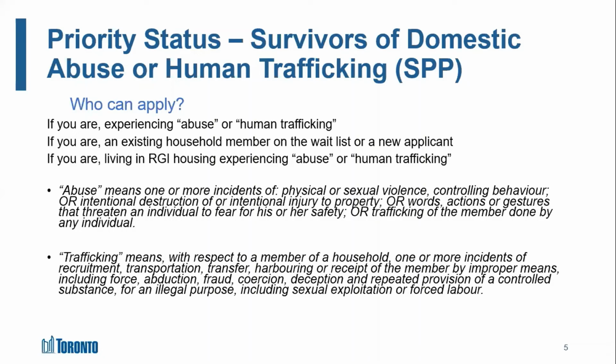The definition of trafficking means, with respect to a member of the household, one or more incidents of recruitment, transportation, transfer, harboring, or receipt of the member by improper means, including force, abduction, fraud, coercion, deception, and repeated provision of a controlled substance for an illegal purpose, including sexual exploitation or forced labor.